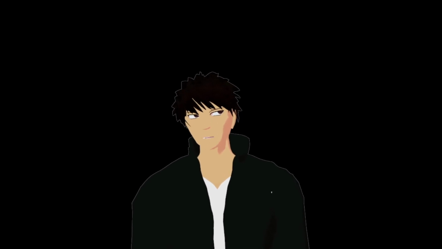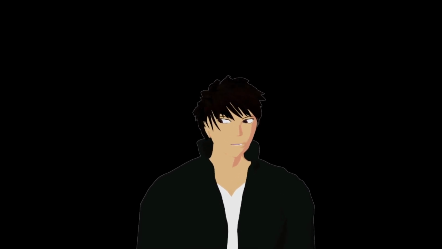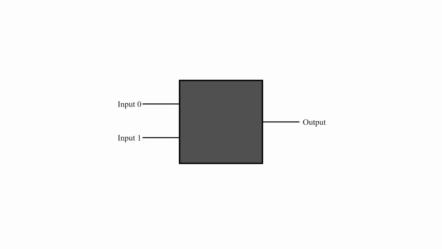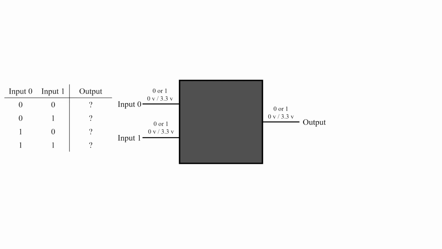So let's start by taking a closer look at a very basic digital circuit like this one. It's got 2 inputs and 1 output. Since they're all binary, each input can be one of only 2 values, 0 or 1. Consequently, there are 4 possible combinations of inputs. A digital design engineer has to determine what the output value should be for each combination, then fill the box with the necessary hardware to make that happen.